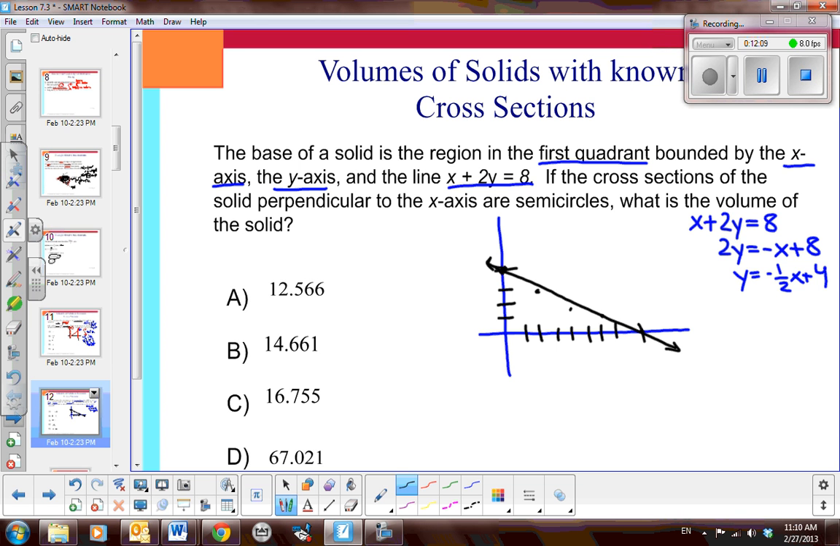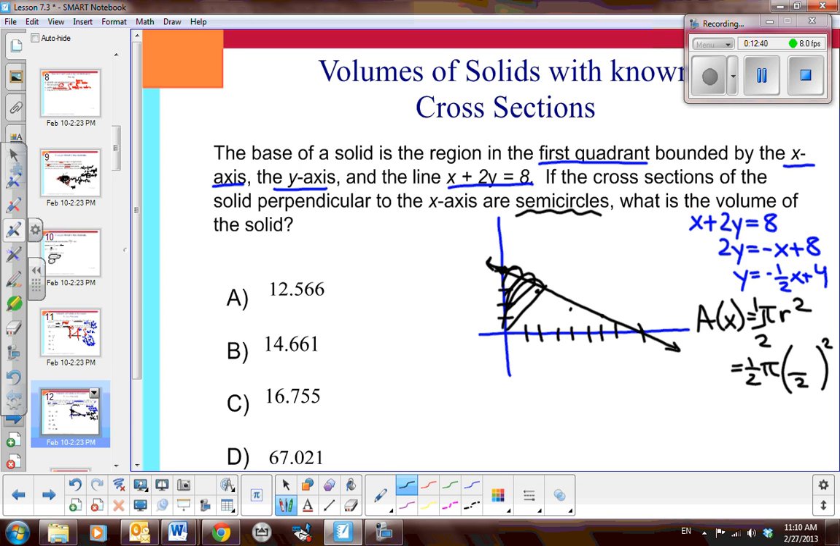And upon this, we are going to build semicircles, okay? So kind of like the example before, we're going to have semicircles built upon this. So we know then the area formula for a semicircle is 1/2 pi r squared. In this example, we're given the diameter, so we know the radius is half of the diameter, and we are using the function negative 1/2 x plus 4.